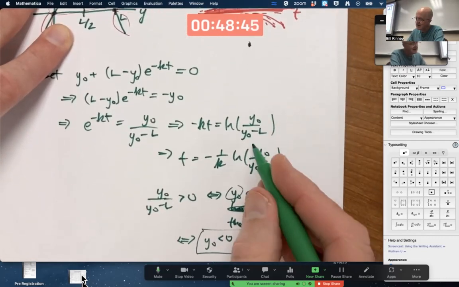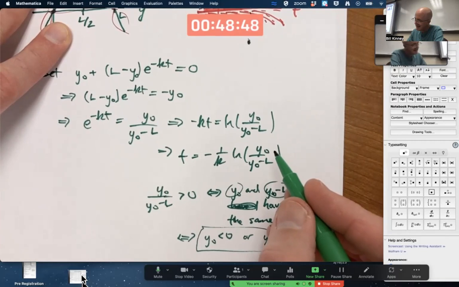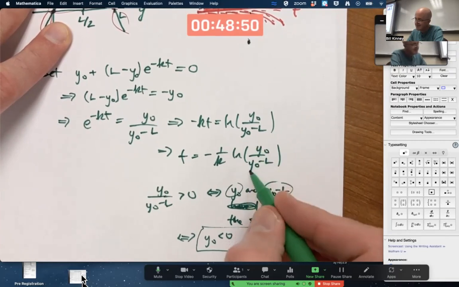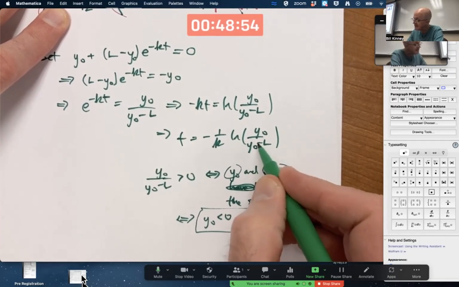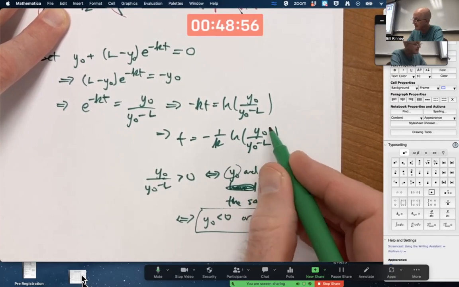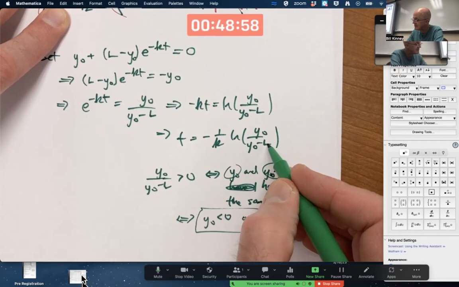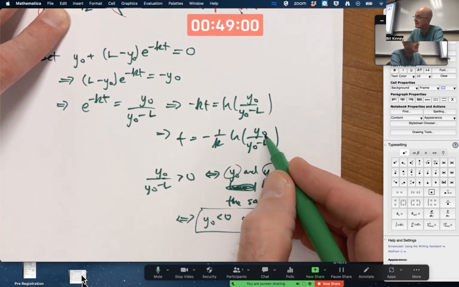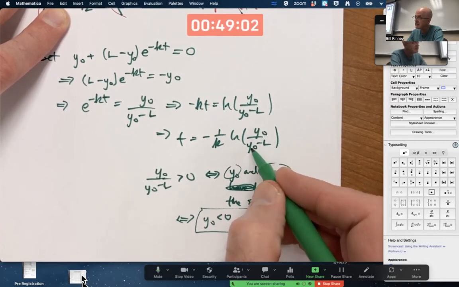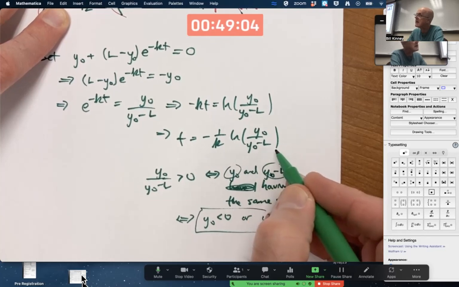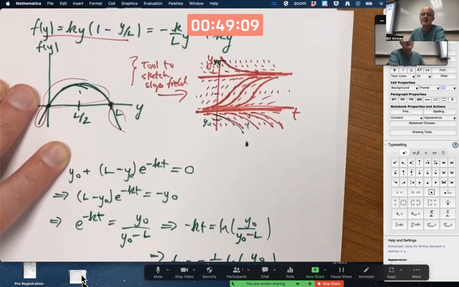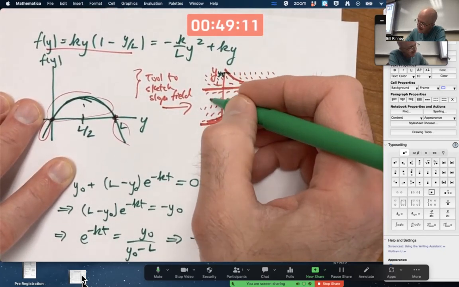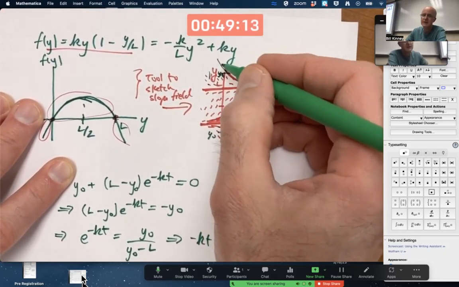And when y0 is bigger than L, evidently, this quantity is a positive number, or bigger than 1, in fact. Yeah, that makes sense. Like if y0 was 15 and L is 10, 15 over 15 minus 10, yeah, that's bigger than 1. ln is something bigger than 1. It's positive times a negative number is negative. You got a negative value of t where your vertical asymptote occurs over here.